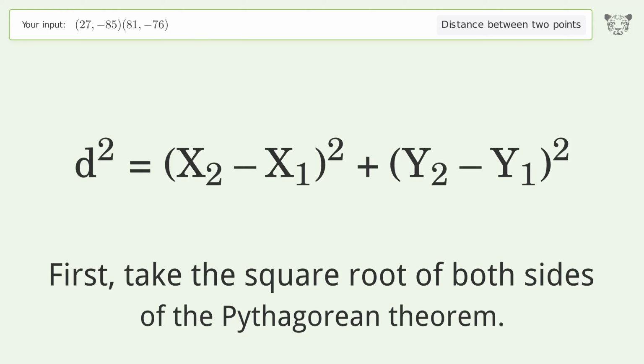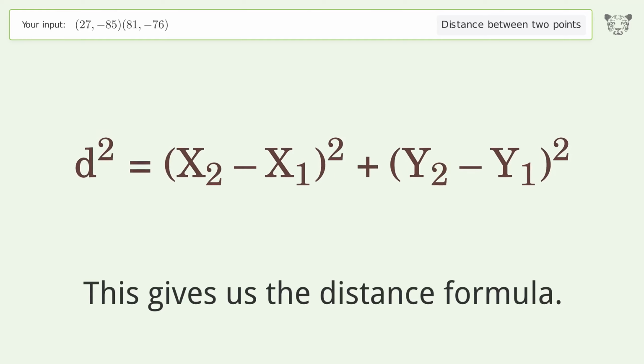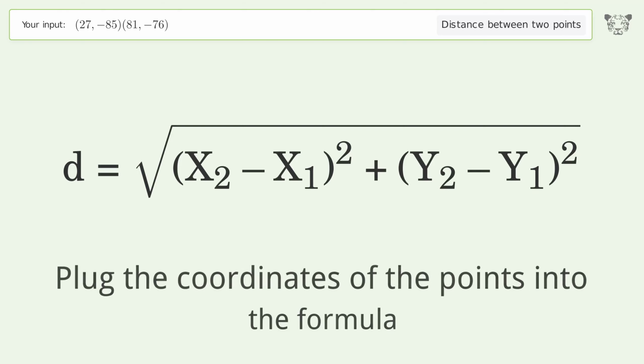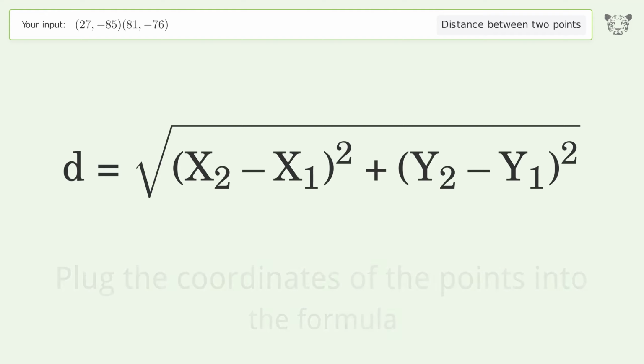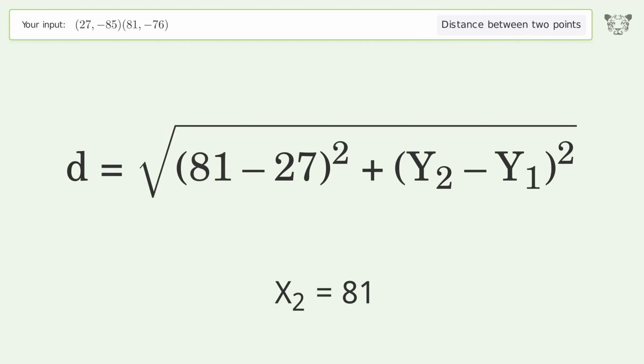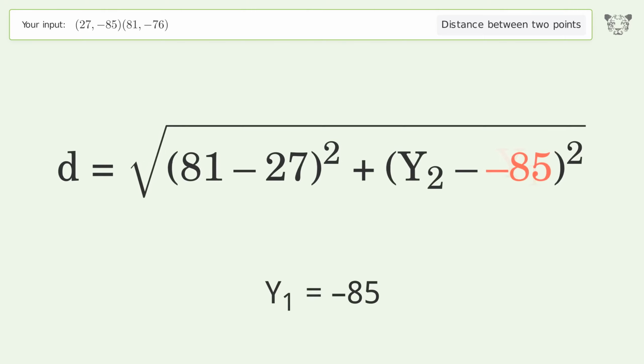First, take the square root of both sides of the Pythagorean theorem. This gives us the distance formula. Plug the coordinates of the points into the formula. x1 equals 27. x2 equals 81. y1 equals -85. y2 equals -76.